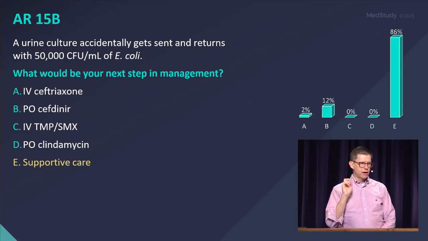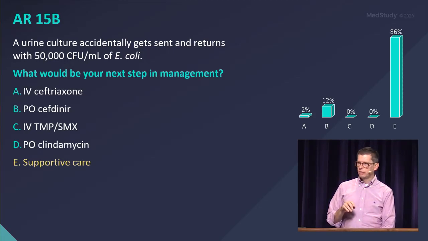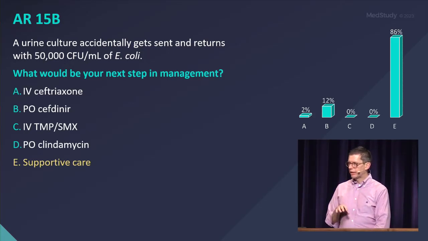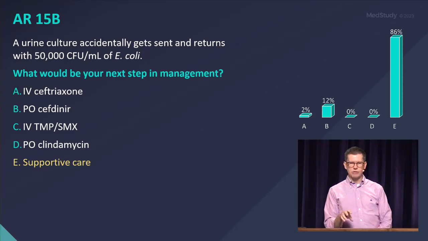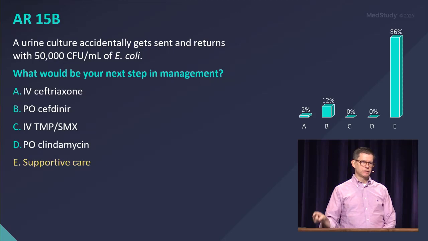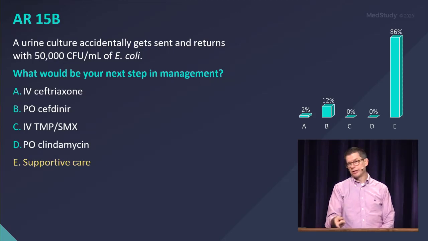Just because you have a positive urine culture, this kid would have asymptomatic bacteriuria, right? Again, no pyuria. The guidelines say you have to have pyuria and a positive urine culture. And this kid only has a positive urine culture. That shouldn't have been sent in the first place. And so we wouldn't use therapy for this kid.